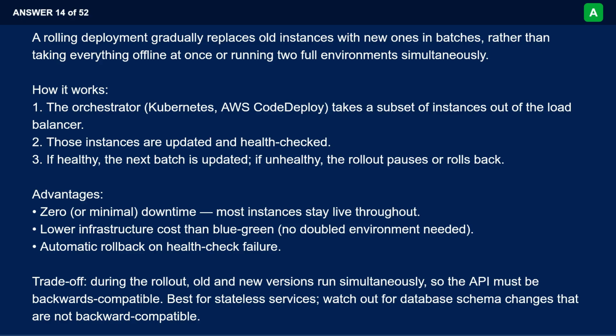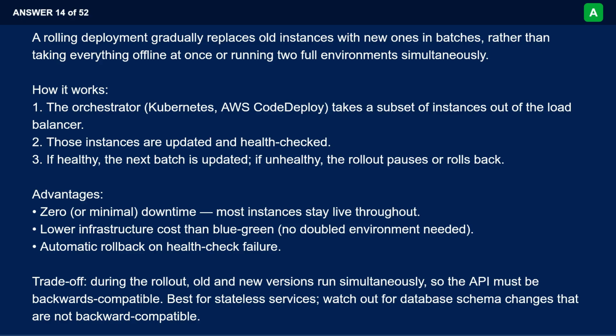3. If healthy, the next batch is updated. If unhealthy, the rollout pauses or rolls back. Advantages: 0 or minimal downtime: most instances stay live throughout. Lower infrastructure cost than blue-green, no doubled environment needed. Automatic rollback on health check failure.